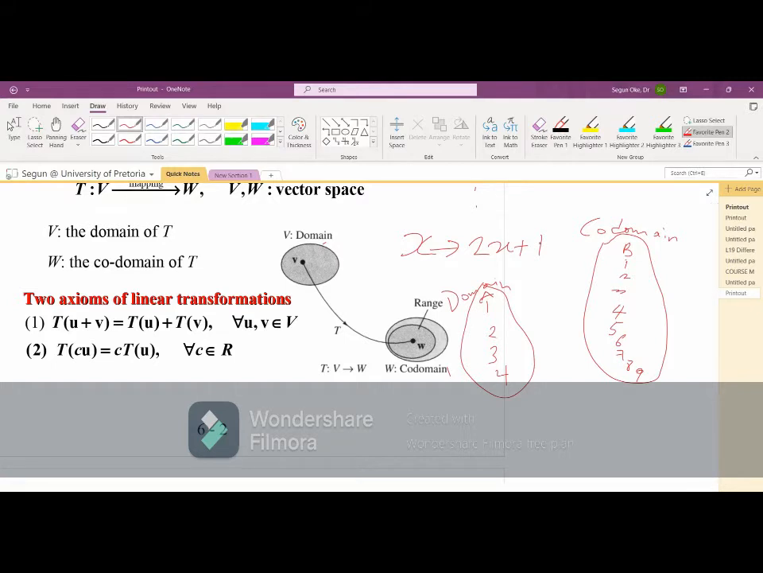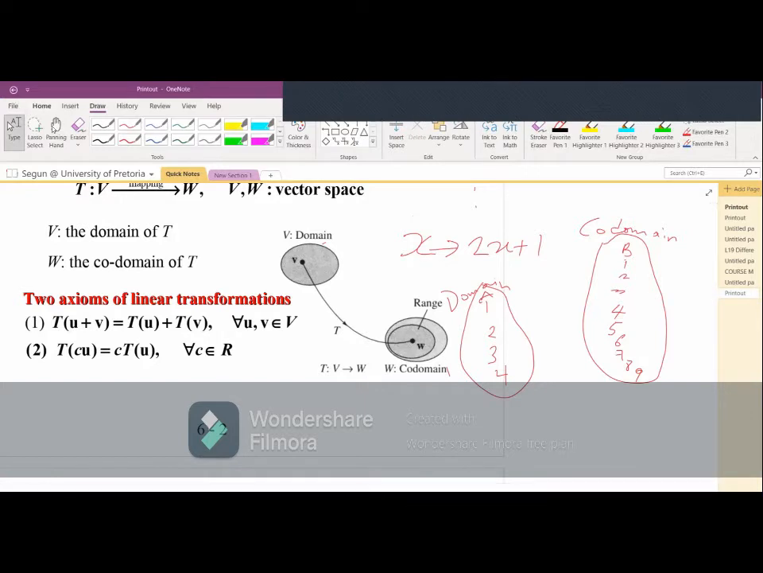when x is 1, what will the capital X be? Okay, let me call this one capital X so that we will not miss. When I'm mentioning X, you will understand what I'm saying. So when x is equal to 1, my 1 will map to what? My 1 will map to 3. Yes. Then when x is equal to 2, what happens?